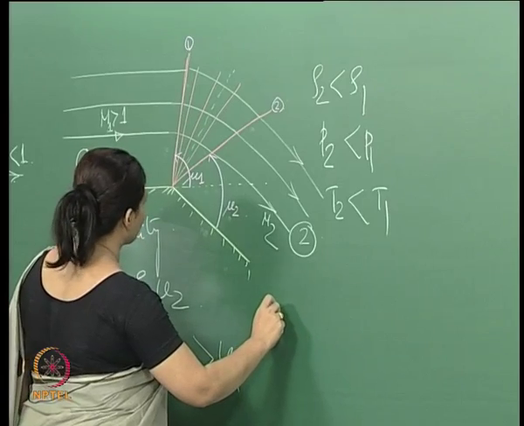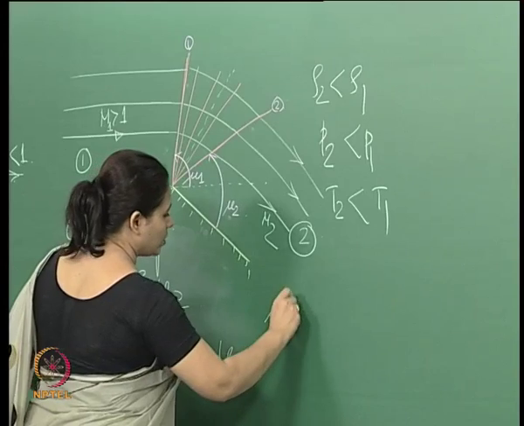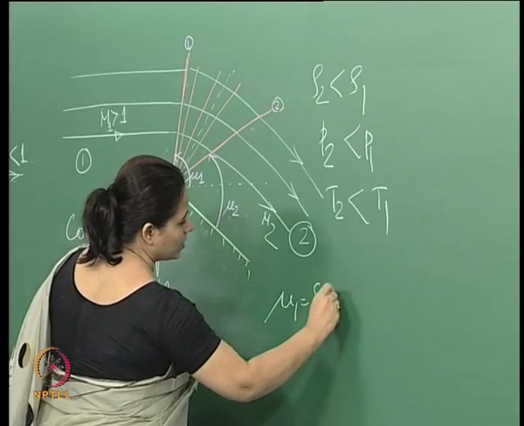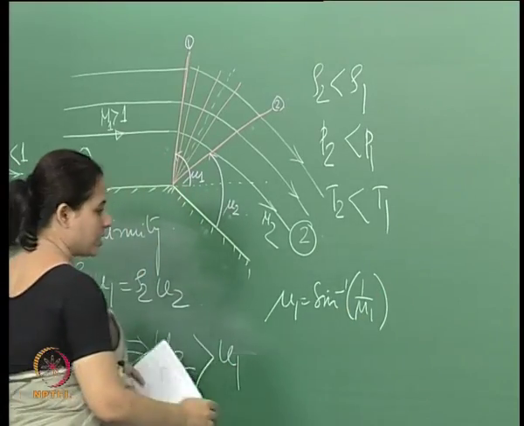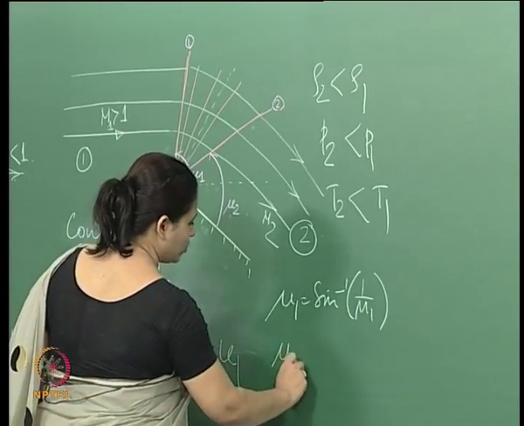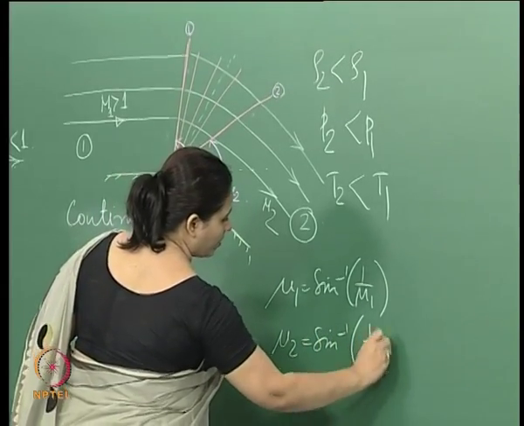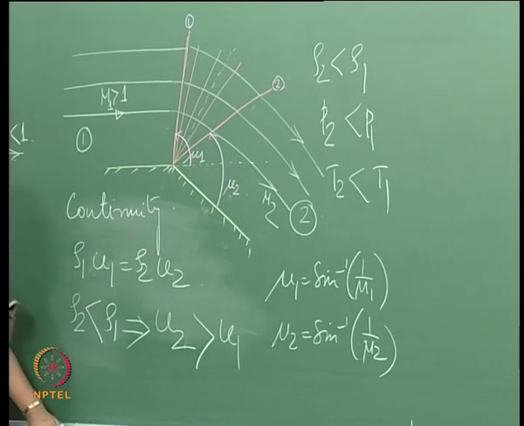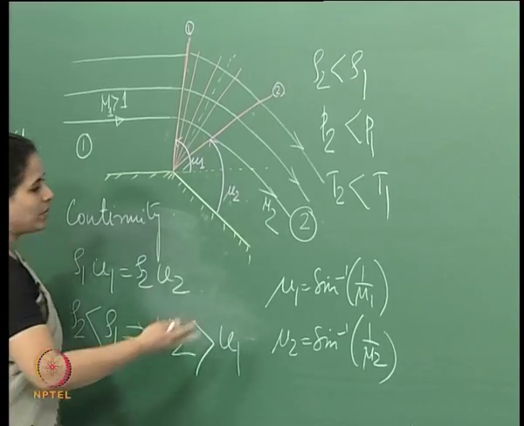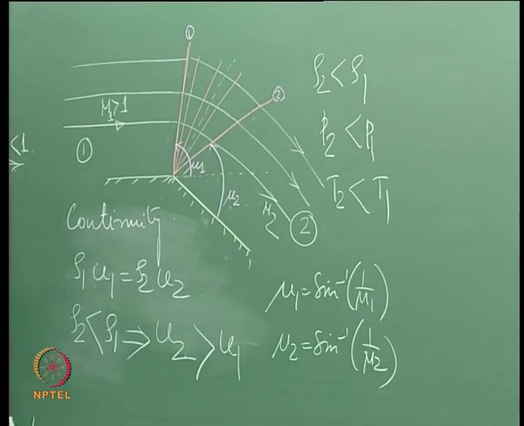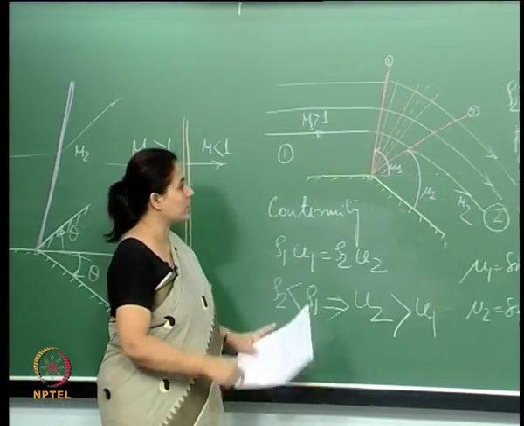So mu1 is equal to sine inverse of 1 by M1. And mu2 similarly. Essentially these are Mach waves, so the Mach wave angles are given by this. This we discussed in the last lecture. So this is how the structure looks.